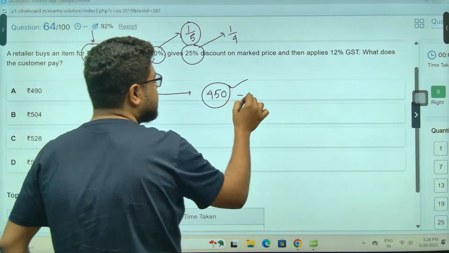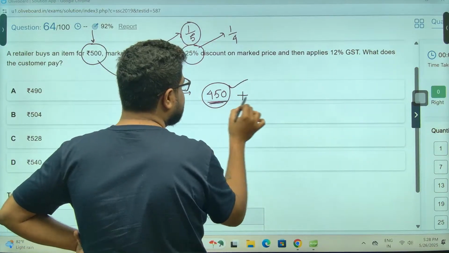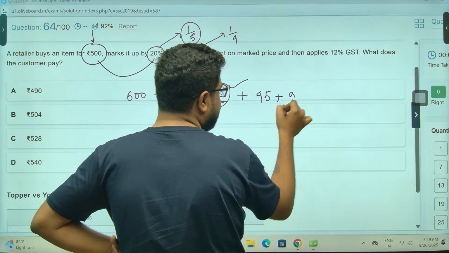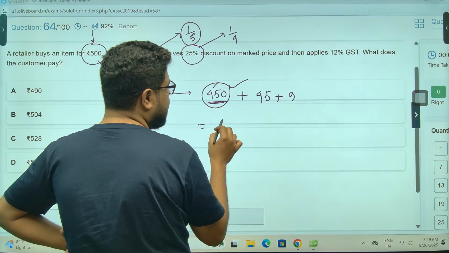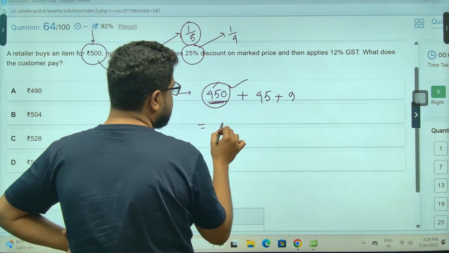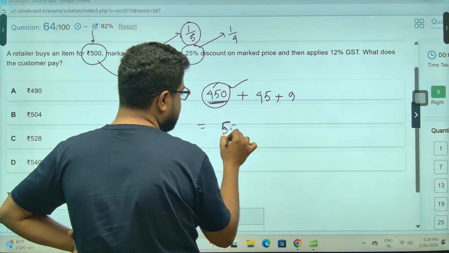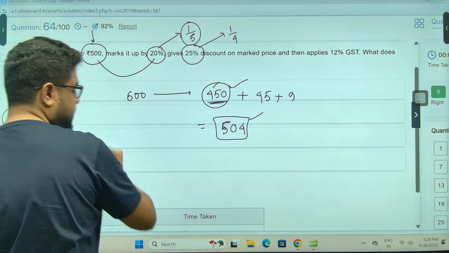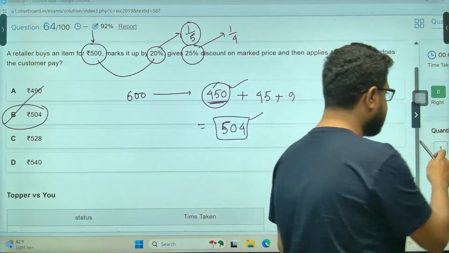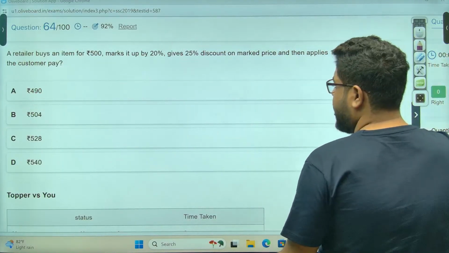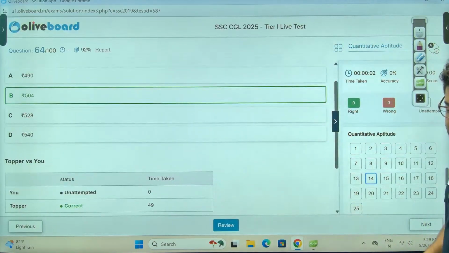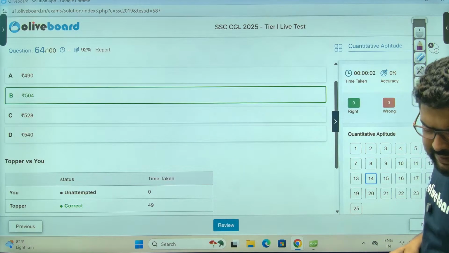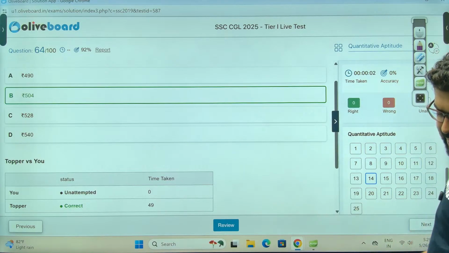Applies 12% GST. 12% of this: 10% is 45, 1% is 4.5, so 2% is 9 rupees. So 450 and 54 is 504 rupees. Option B is the answer. Correct? You see, not very difficult at all. Simple questions we are doing.